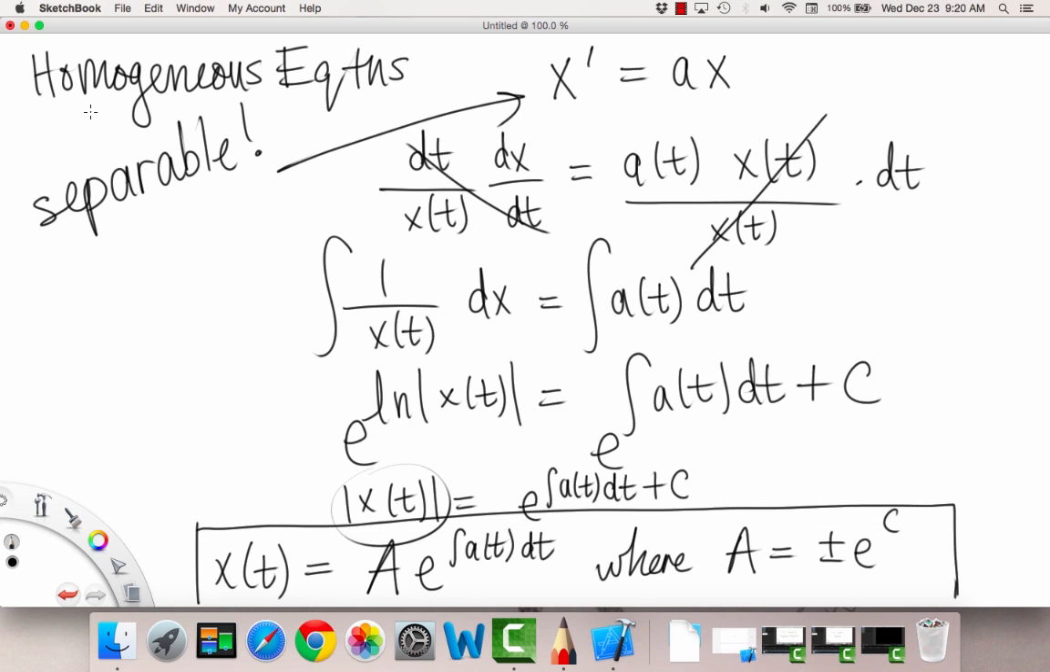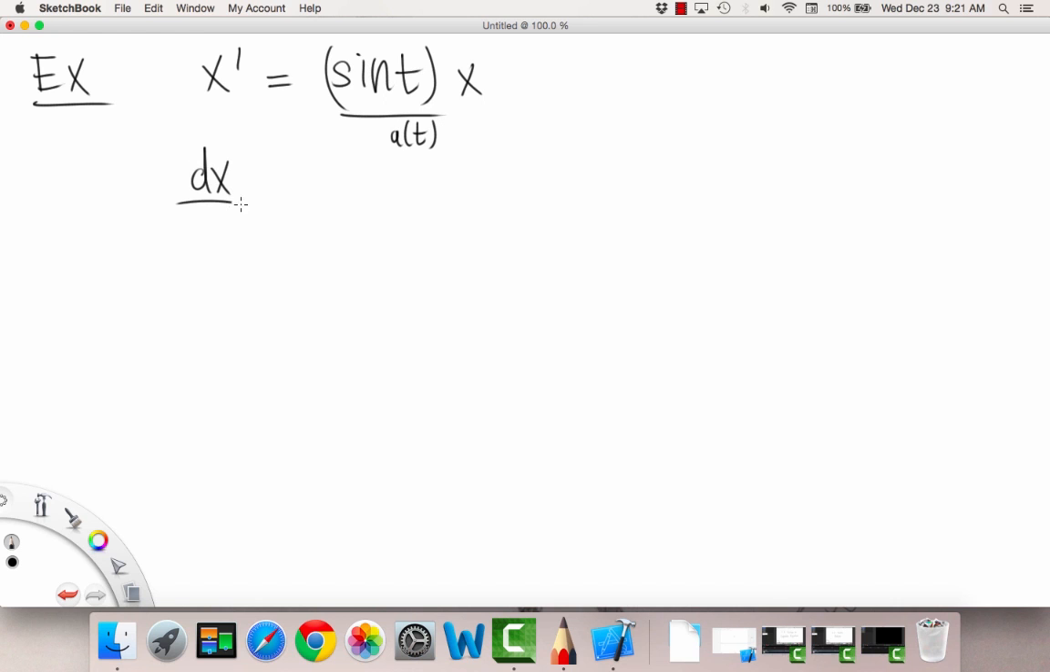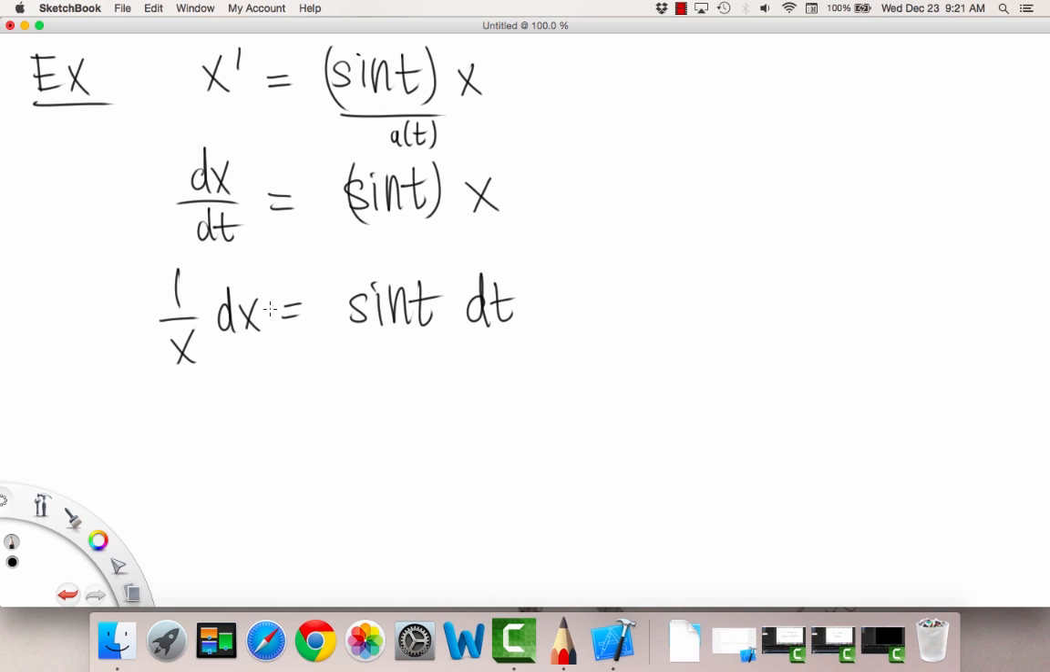So let's do an example of a homogeneous equation. So here's an example. We have x prime is equal to sine t times x, okay? See here how this is like our a of t, okay? And x is just x of t, and x prime is just x prime of t. So we can rewrite the left side as dx over dt, right? And then we have sine t times x. So when we separate these, we get 1 over x dx is equal to sine of t dt. We're going to integrate both sides, all right?